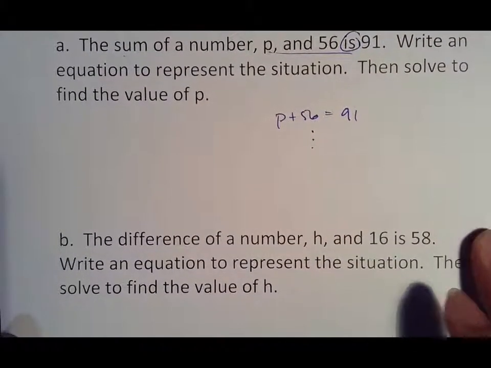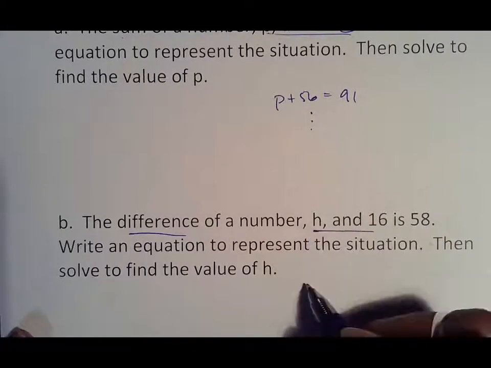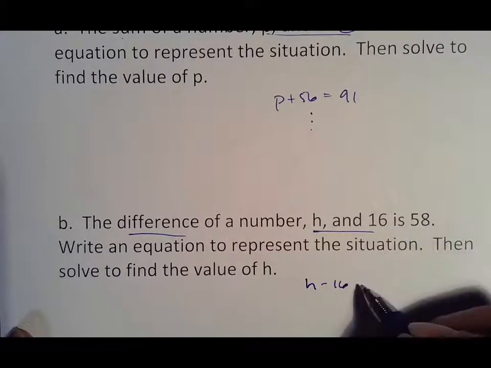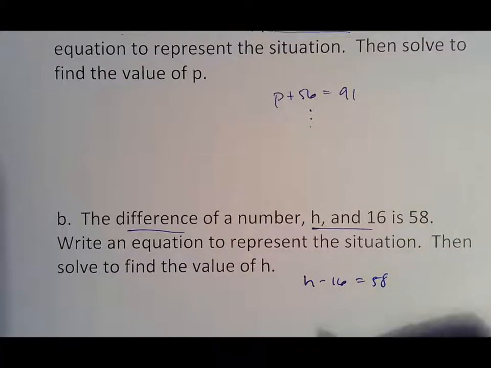The difference of a number h and 16 is 58. Difference means subtract h and 16. So it'll be h minus 16, is means equals, and 58. Again, from there you would add 16 to both sides and move on and solve.